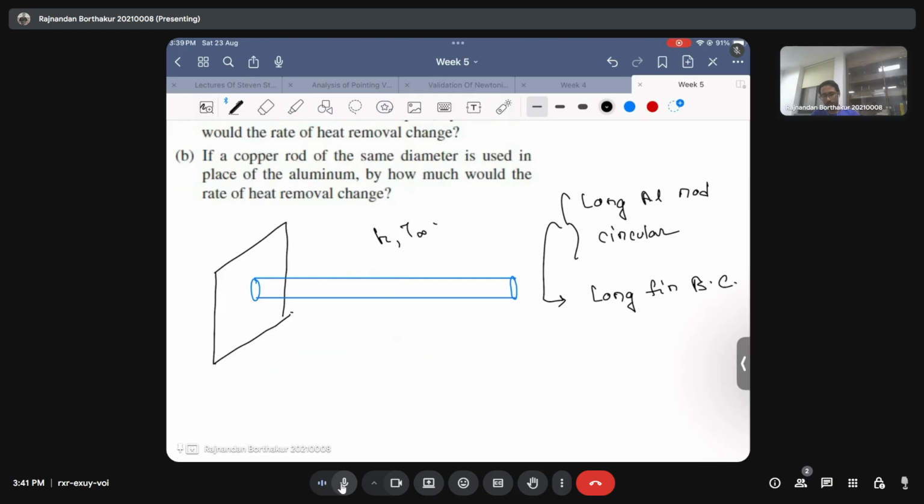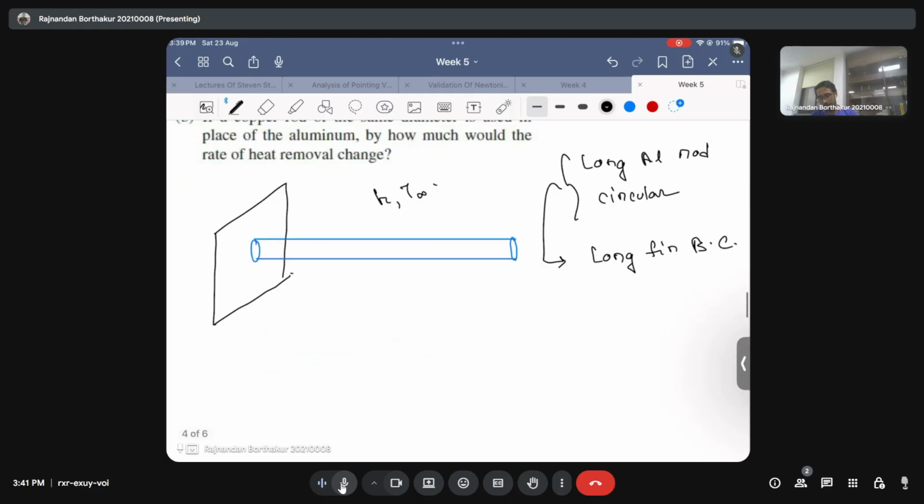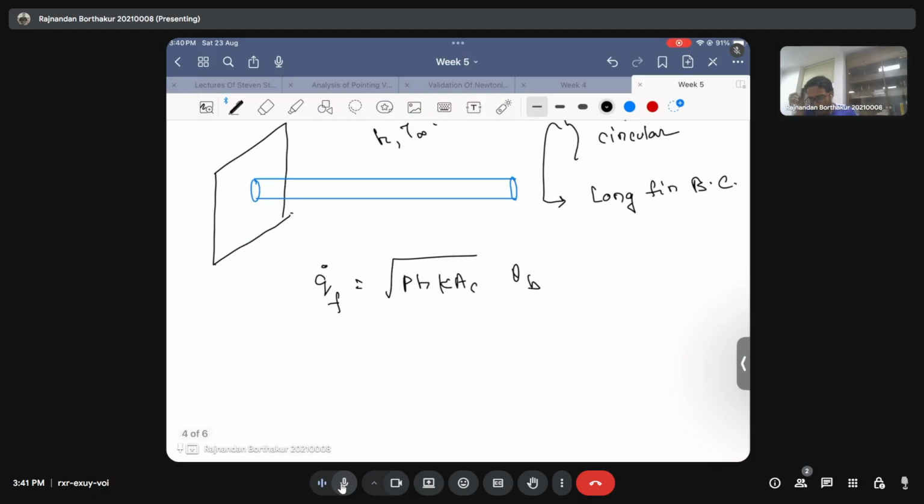So if you remember, the long fin boundary condition says that the rate of heat transfer from the fin is just the square root of hPkA_c times theta_b. But here they are asking us only the dependence on diameter. So we'll try to write this rate of heat transfer as some constant times its dependence on diameter. So let's see from where the diameter of the fin would come.